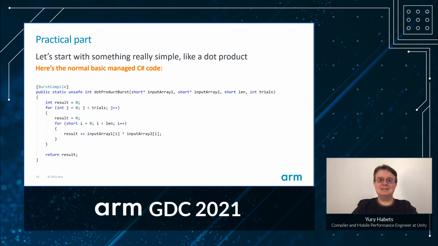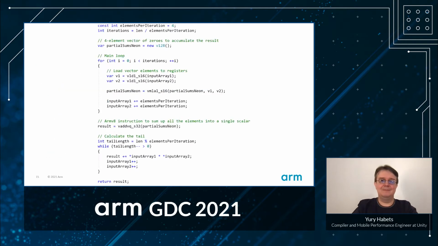Let's start with something really simple like a dot product. Here is a small snippet of code I've written for you. It is a function which takes two arrays of shorts as an input, and it accumulates the dot product in an integer variable. Please don't pay attention to the trials outer loop here. It is there just to make sure the calculation takes at least some measurable time.